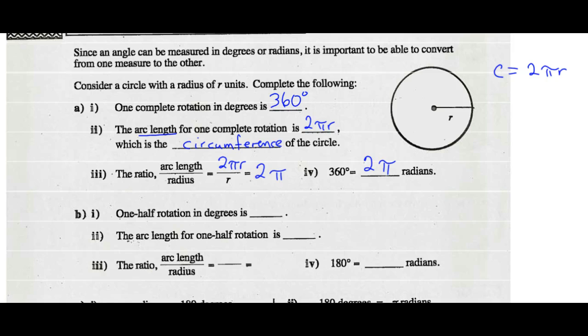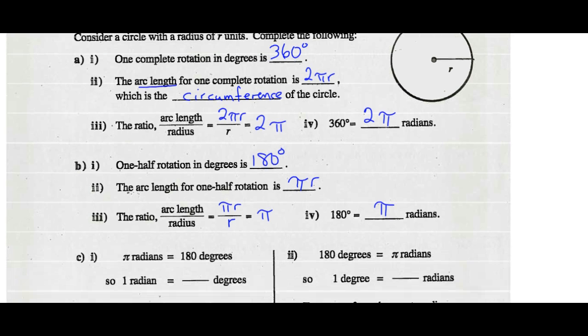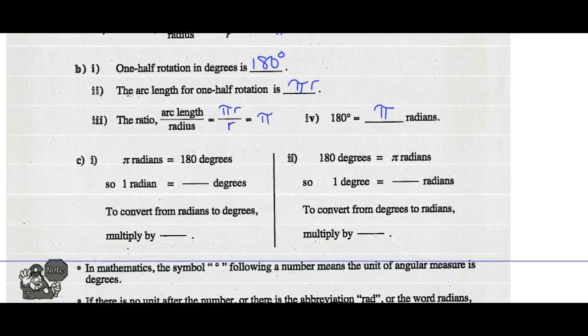Half the rotation would be 180 degrees. The arc length for half rotation should be half of 2 pi r, which makes it pi r. Therefore, the arc length divided by the radius, pi r divided by r, gives us pi. Or 180 degrees is the same as pi radians. If 360 is 2 pi, then 180 is 1 pi.